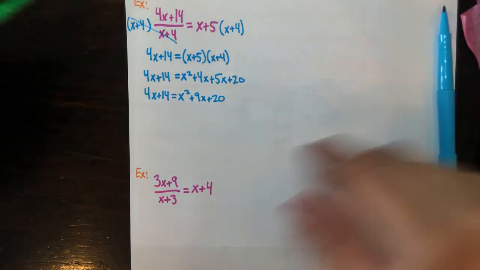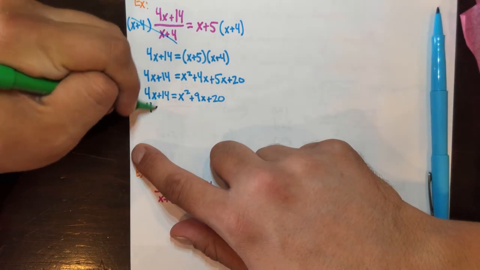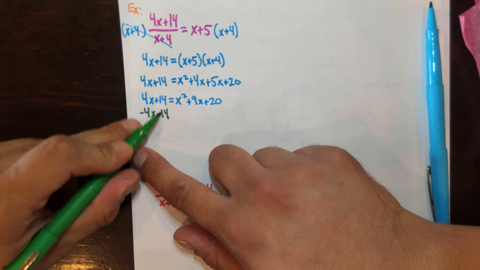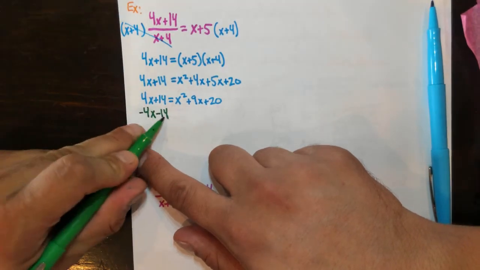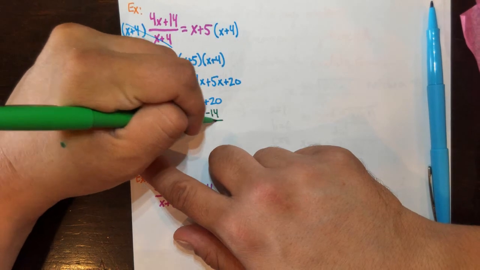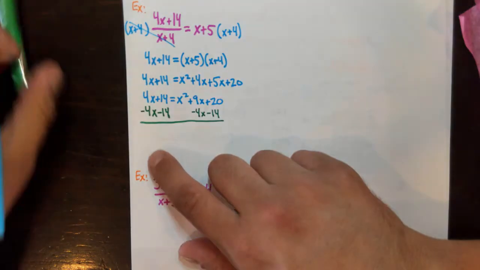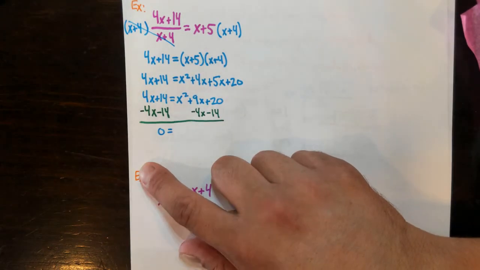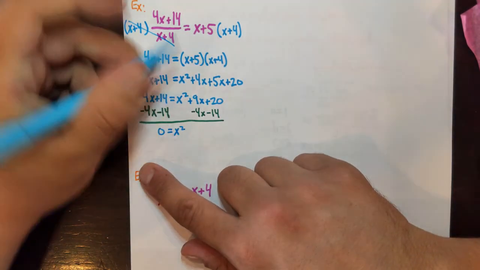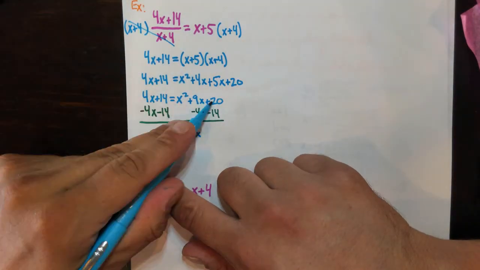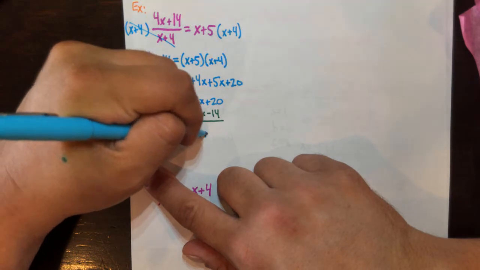So let's subtract 4x and then 14 from both sides, because we're doing the opposite operation, right? They're both added, so let's subtract both of them. So minus 4x minus 14. That's going to give us 0, which is what we want on the left side. And then we have x squared, 9x minus 4x is 5x, 20 minus 14 is 6.